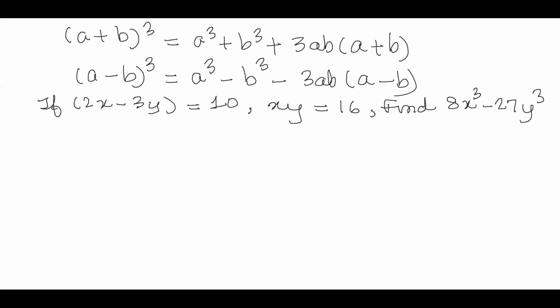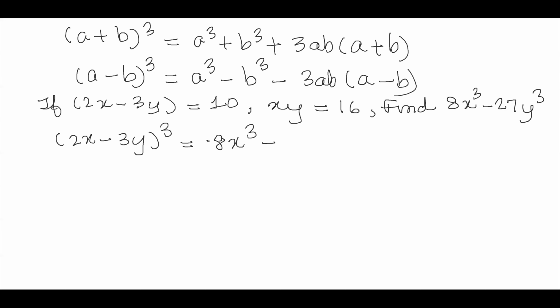How do we come to know? Because if we cube 2x, it will become 8x cube, and if we cube 3y, it will become 27y cube. So from here we know that we are going to deal with cubes this time. So let us use the second formula right away. So 2x minus 3y the whole cube is equal to 2x the whole cube. The first term is a cube, and for us a is 2x, so 2x the whole cube will be 8x cube.